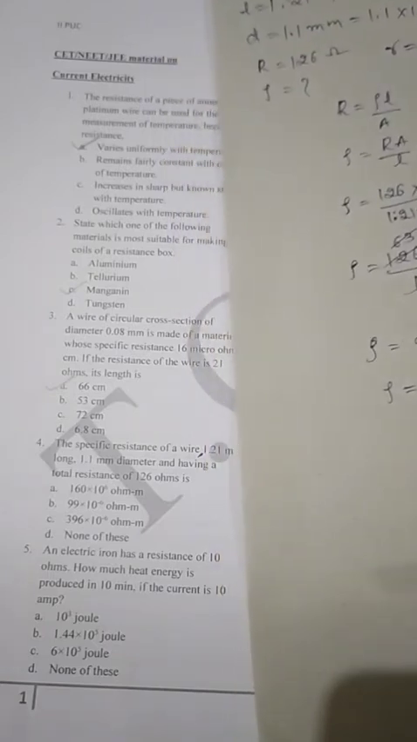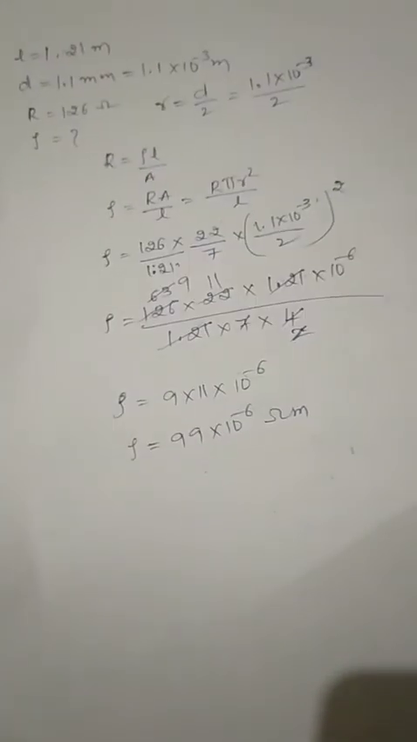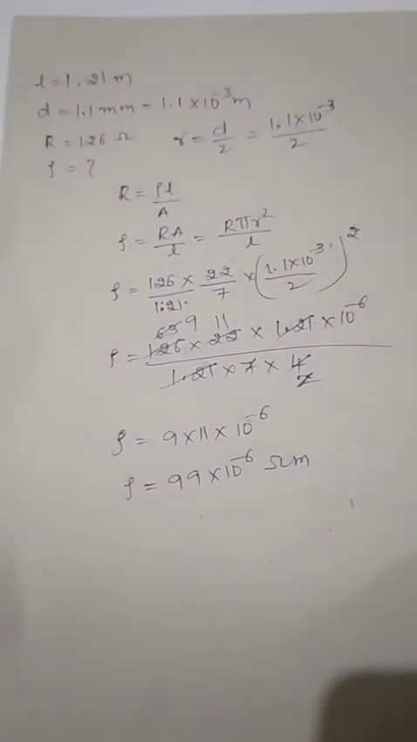Therefore, option will be option B, 99 into 10 power minus 6 ohm meter. Answer should be like this.